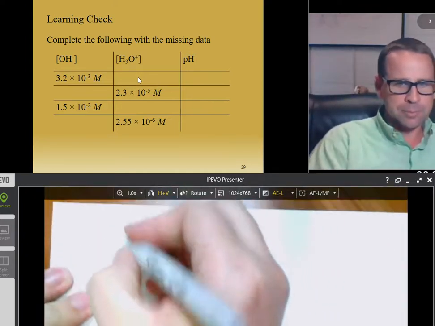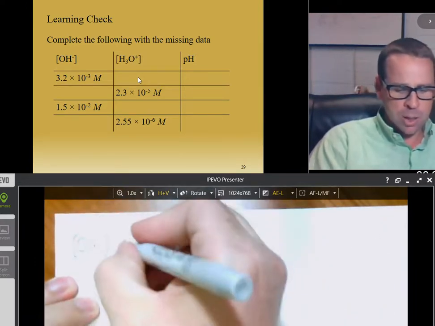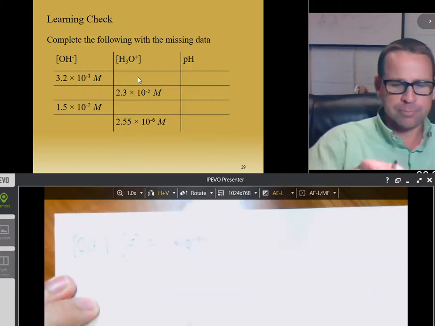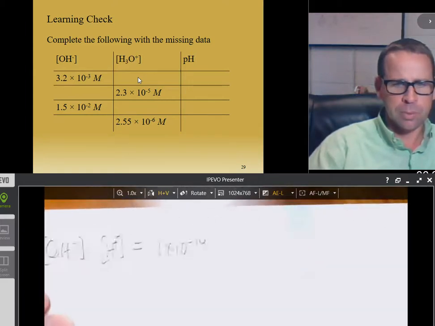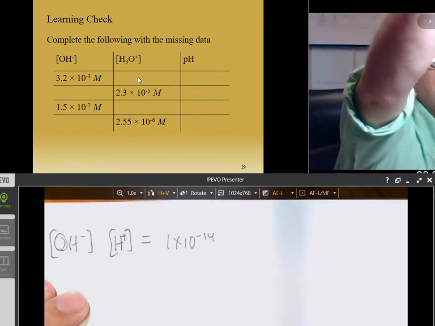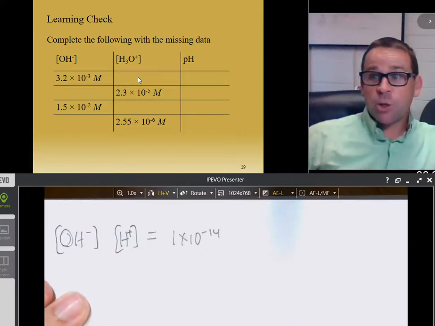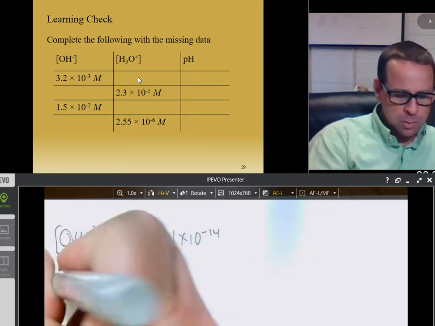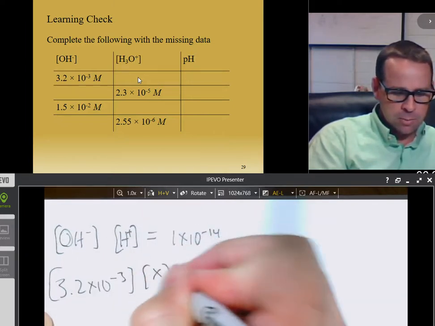We said that the hydroxide ion concentration times the hydrogen ion concentration equals 1 times 10 to the minus 14. Okay? So, if we know that the hydroxide ion concentration equals 3.2 times 10 to the minus 3, then we can identify this by solving for that.